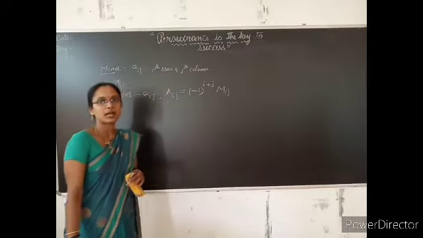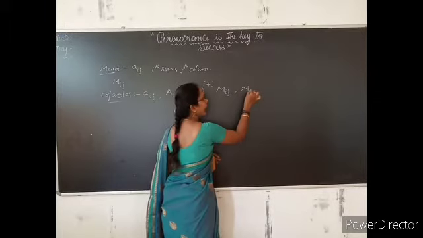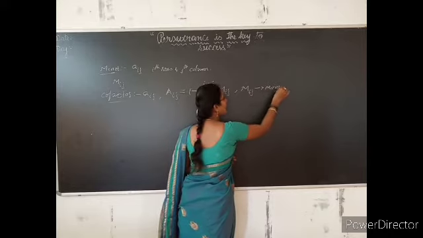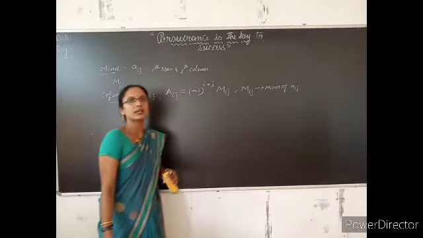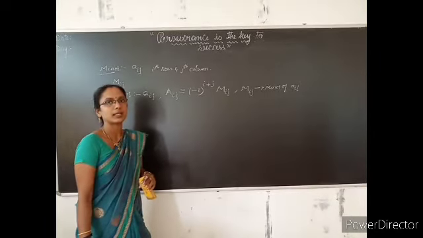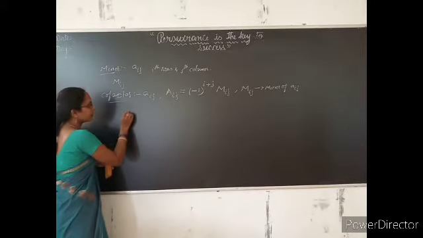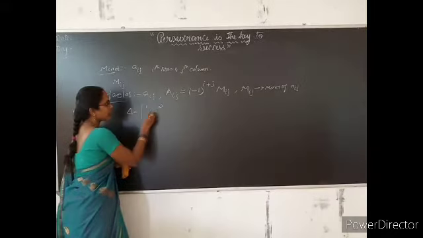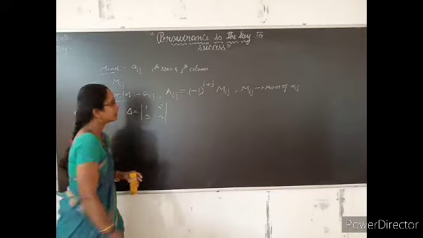Minus 1 to the power i plus j into Mij, where Mij is nothing but the minor of an element Aij. Let's see one example. I'll take one 2 by 2 determinant here, the same example: 1, 2, 3, 4. So this is the delta.